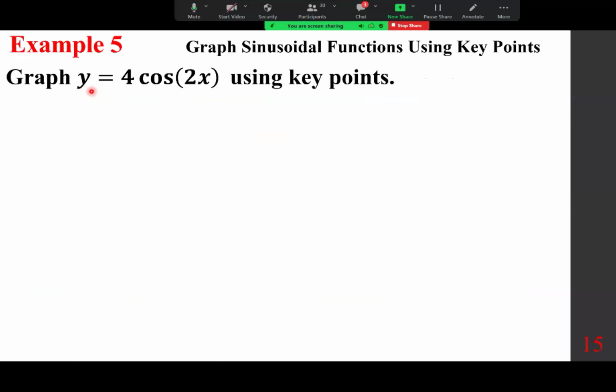Let's look at this example, y equals 4 cosine 2x. So instead of transformation, we're going to use this easy method that we just discussed. Y equals 4 cosine 2x. Obviously, the amplitude is the absolute value of 4, which makes it 4.